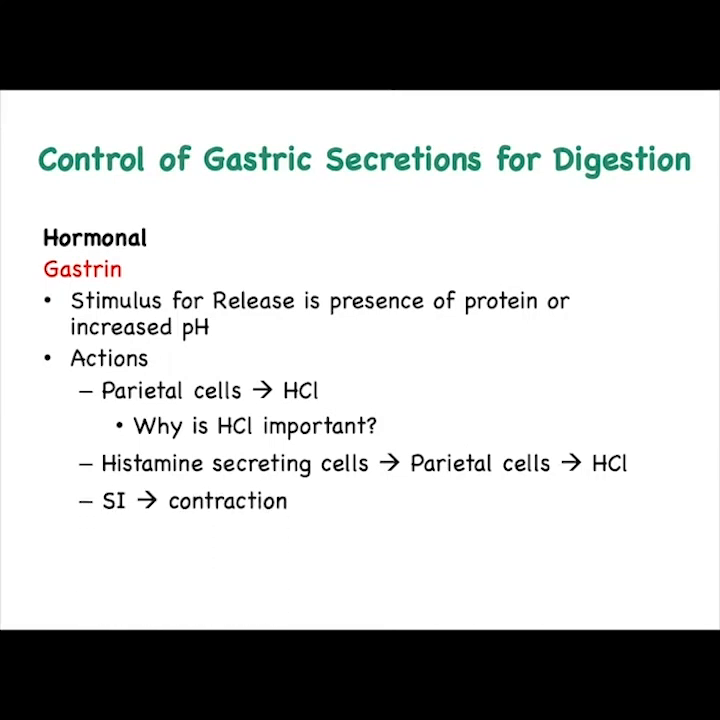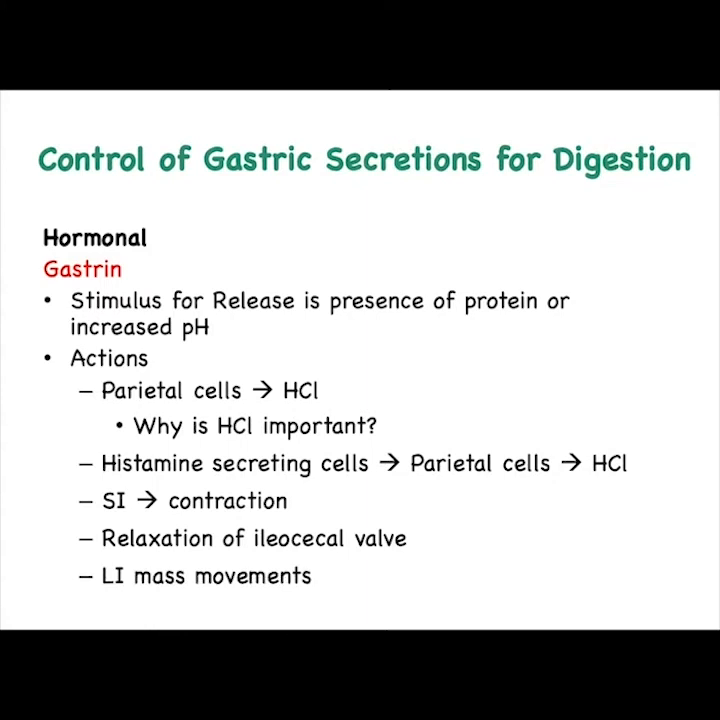Gastrin also stimulates the smooth muscles in the walls of the small intestine to contract. The ileocecal valve between the ileum, the distal portion of the small intestine, and the cecum, the first portion of the large intestine, relaxes, allowing the contents of the ileum to move into the cecum.